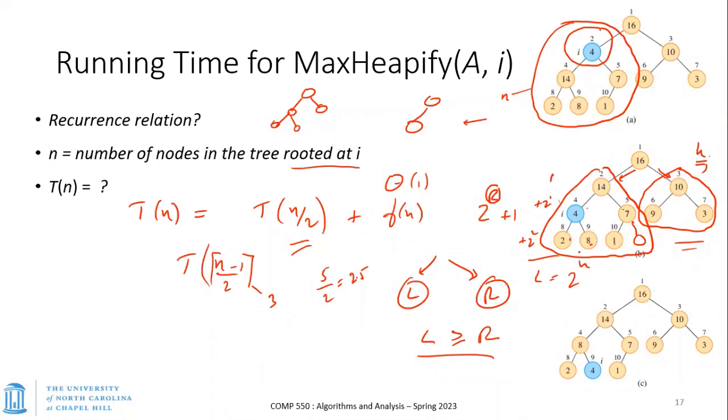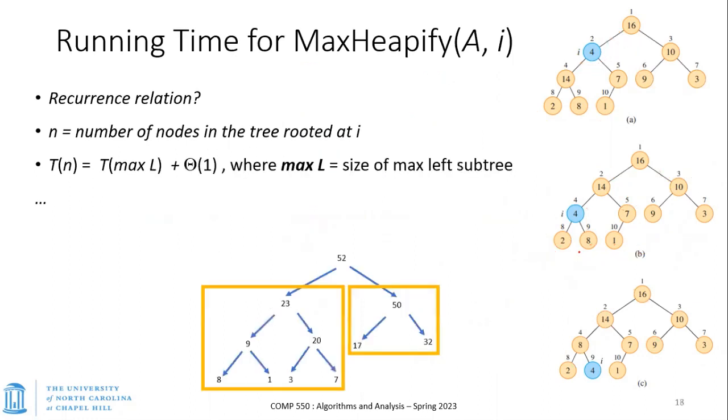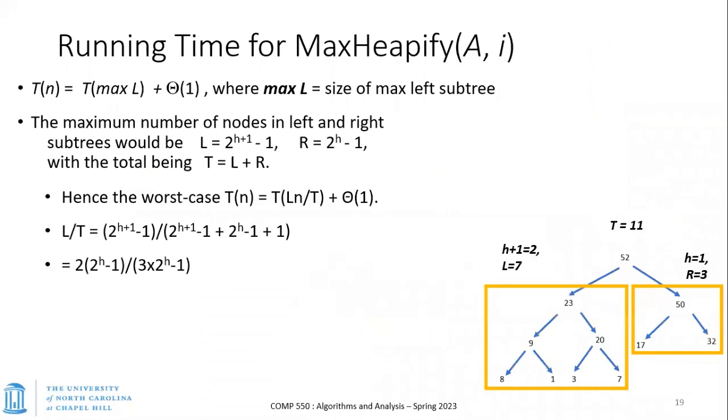Okay, so now we can do that, and I'm not going to bore you with all of that. Let's assume that we can do that, and let's take a look at the solution. Essentially, what we're saying is that T(n), instead of being n upon 2, is going to be T of max L, where max L is the size of the maximum left subtree. Okay, which is essentially what we've done.